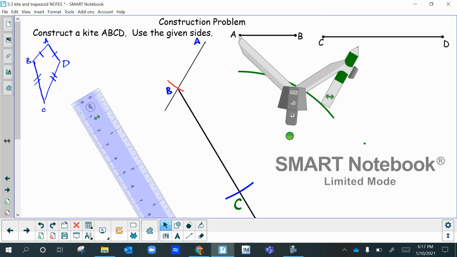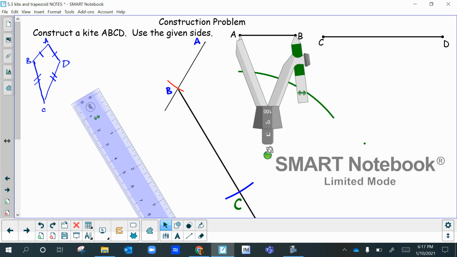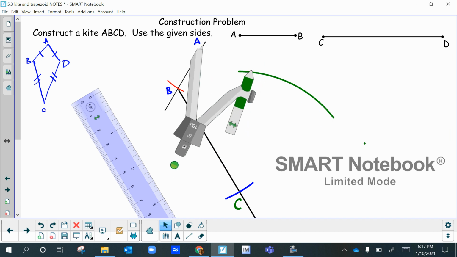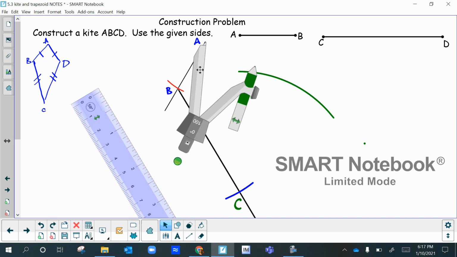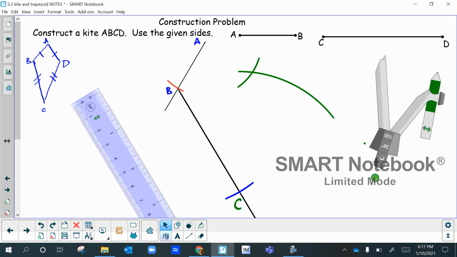I know that the other segment has to be the length of this segment. So I'm going to place it at A. I can't place it on the green arc because I don't know where to place it. I'm going to place it at A, and then make an arc like so. So guess what that intersection point is going to be? A, B, C, that's going to be our point D.